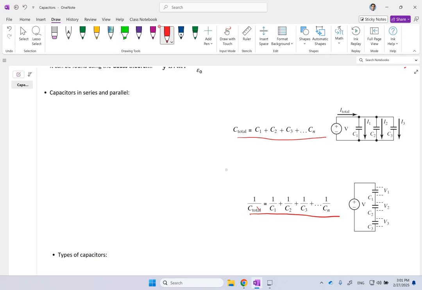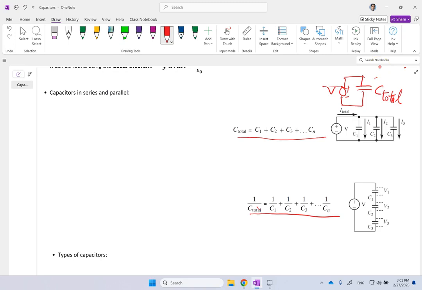Now, where does this formula come from? I can show you. When I say equivalent, I mean replace that with a single one. So replace all of that with one single capacitor, which is called C total or C equivalent. Okay, so if you do that, these two are equivalent. Now, where does that formula come from?